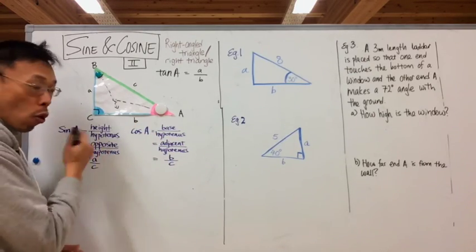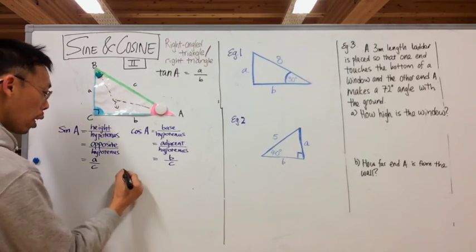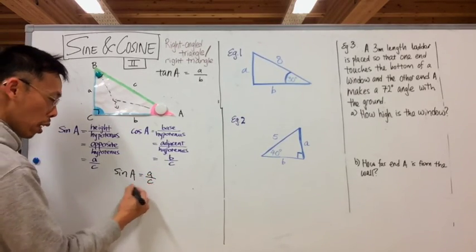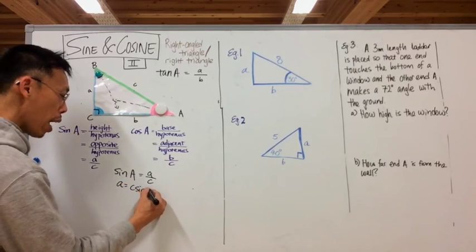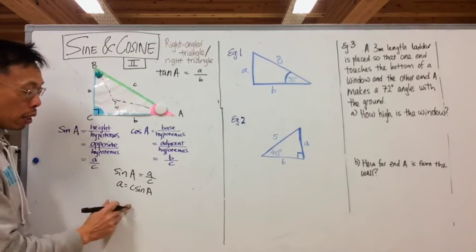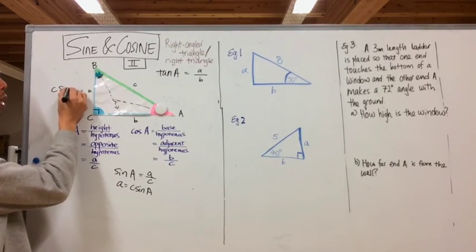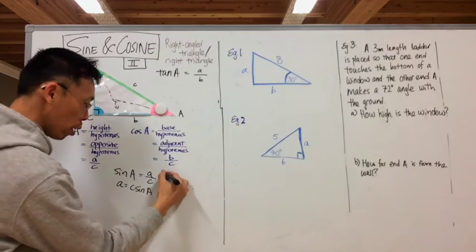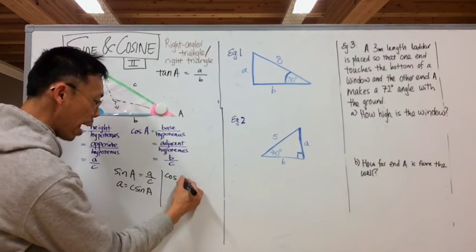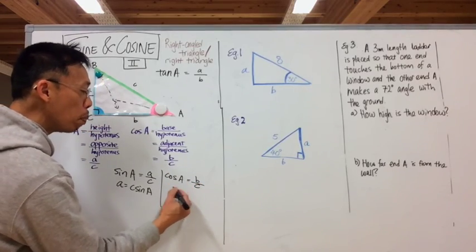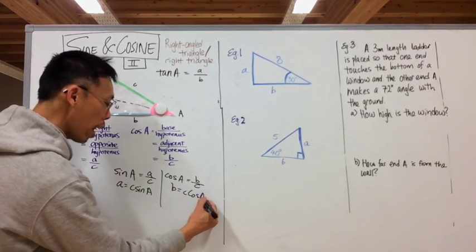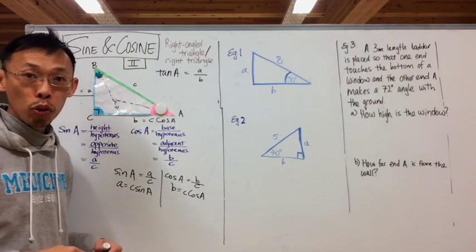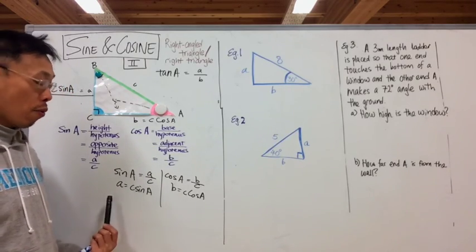Now, if we manipulate this formula a little bit, for example using sine A equal to a over c, then a itself is c sine A. That is, the height here is the hypotenuse times sine of the angle A. And if I manipulate cosine A equal to b over c, then the adjacent b can be found as c cosine A. These two formulas happen to be very useful. They help us to solve questions quickly.